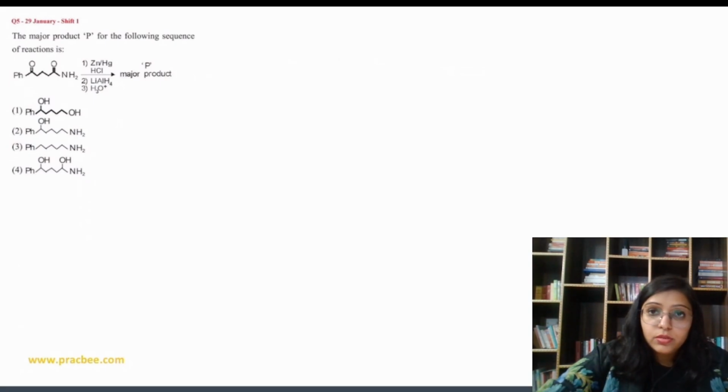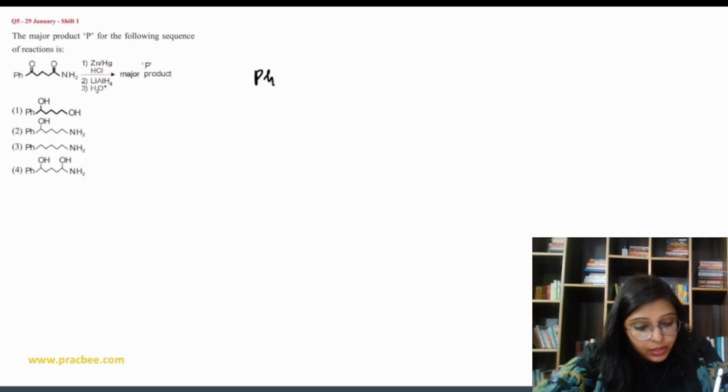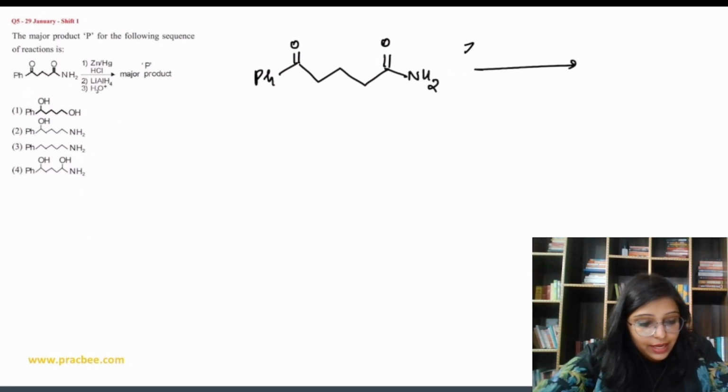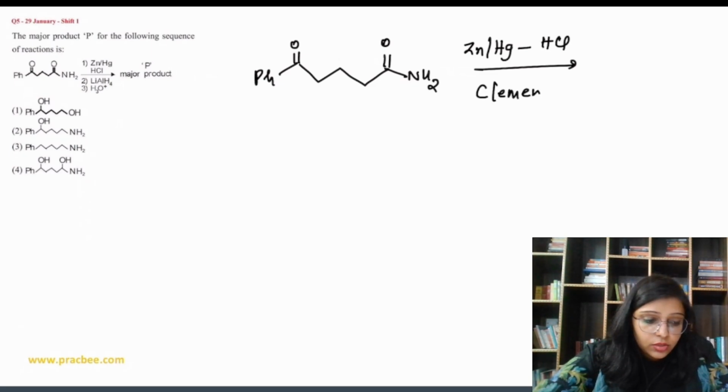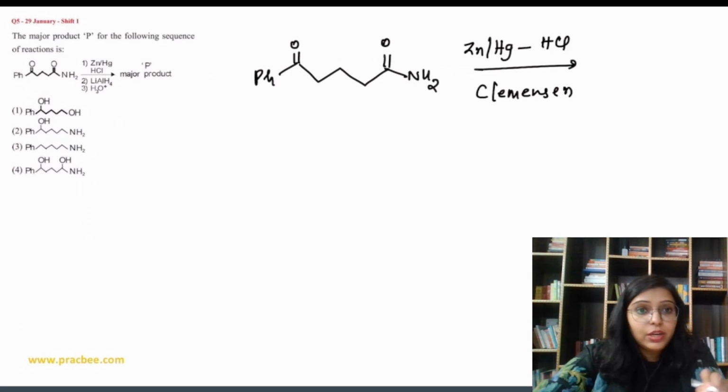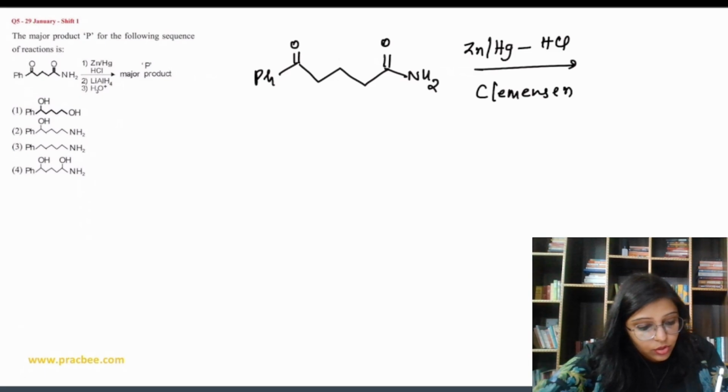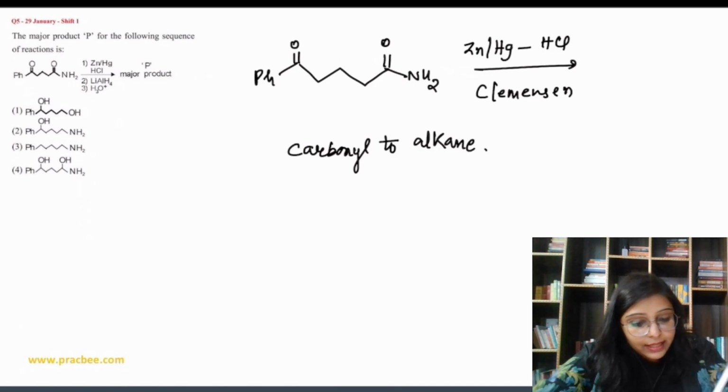Now let's do the next question. So the major product P for the following sequence of reactions. So we have Ph, double bond this, then this, double bond this, and NH2. So see Zn, Hg, and HCl. This is what? Clemmensen reduction. So Clemmensen reagent, it means it reduces carbonyl compound to alkane. So carbonyl to alkane.